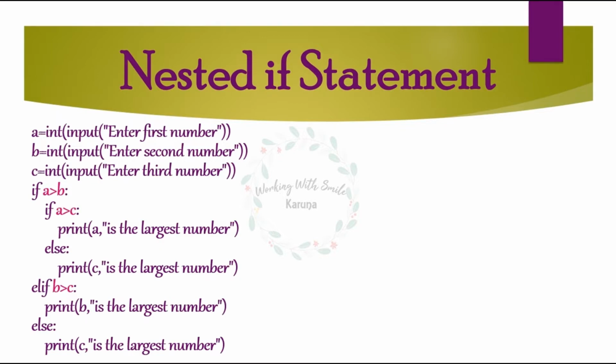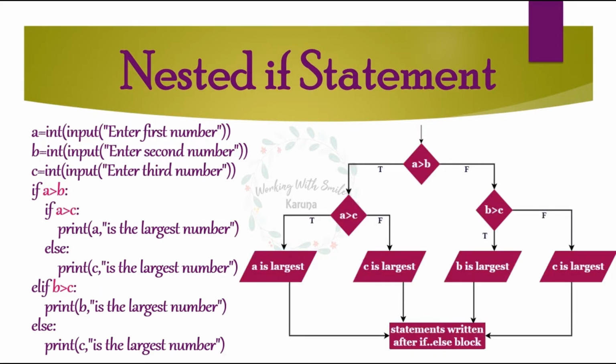So in this case, when A is not greater than B, it will check whether B is greater than C or not. And if this condition is true, then B becomes the largest number. Otherwise, it will go to the else block and print C as the largest number. So here is a diagram which will help you to understand how the execution of the statements happens.